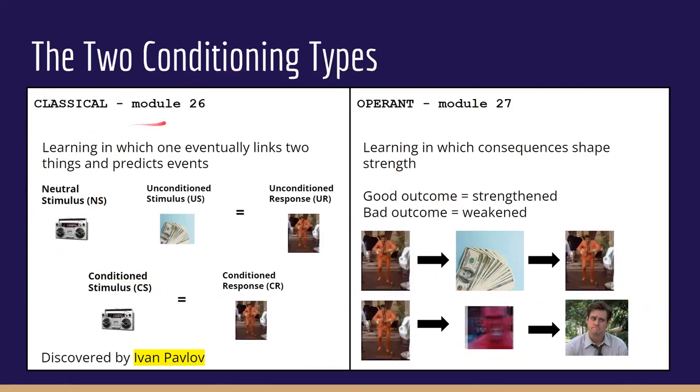But anyways, classical is learning in which two things can eventually be linked with each other, which predicts events. And if that doesn't make sense, then look at this. This is something you've got to know. You see NS, US, UR, CS, CR. That might seem confusing right now, but you've got to know those five different things. And this is always what order it is.